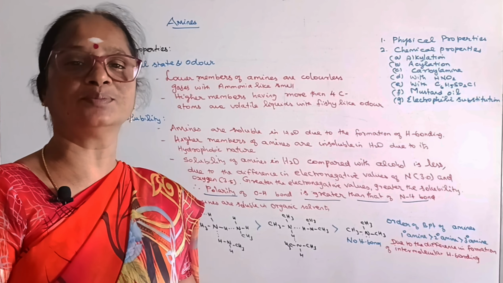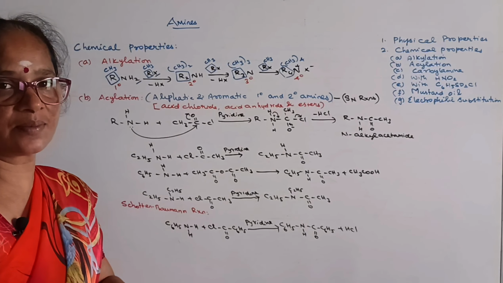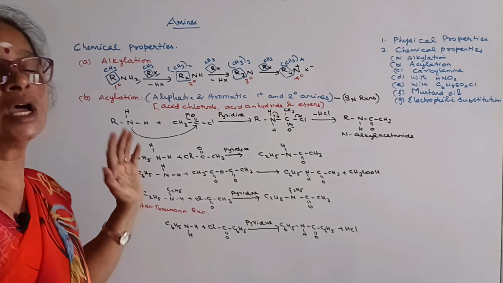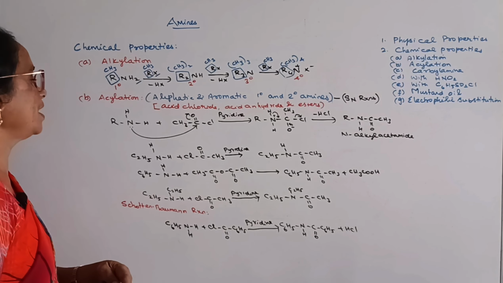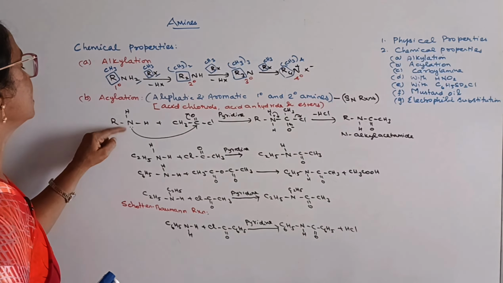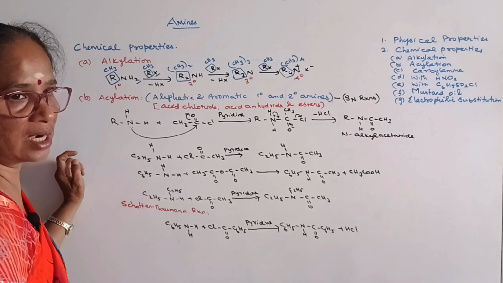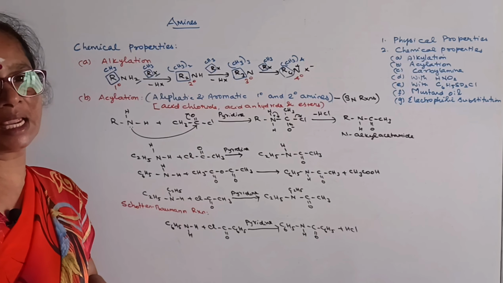So in this case, both aliphatic and aromatic primary and secondary amines may react with the derivatives of carboxylic acid, say acid chlorides, acid anhydrides and even esters. The reaction follows nucleophilic substitution. In this, the amine group behaves as the nucleophile because nitrogen carries the lone pair of electrons, and the electrophile is the derivative of carboxylic acid.